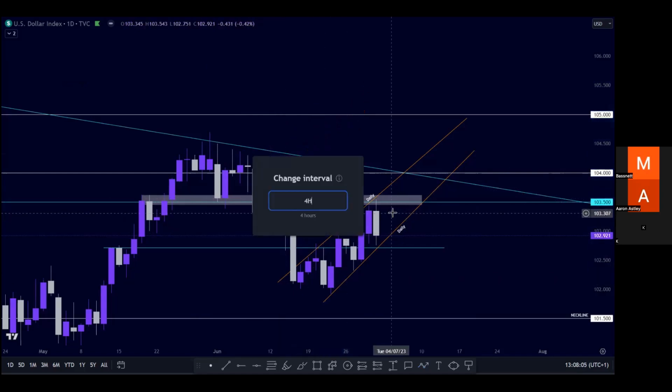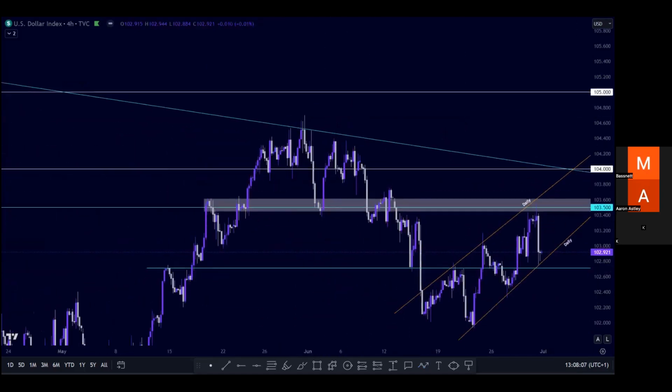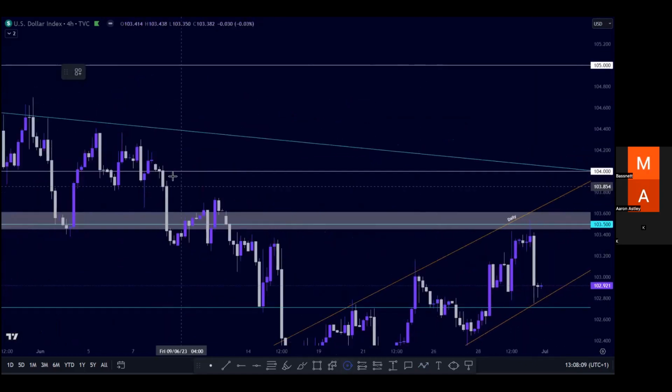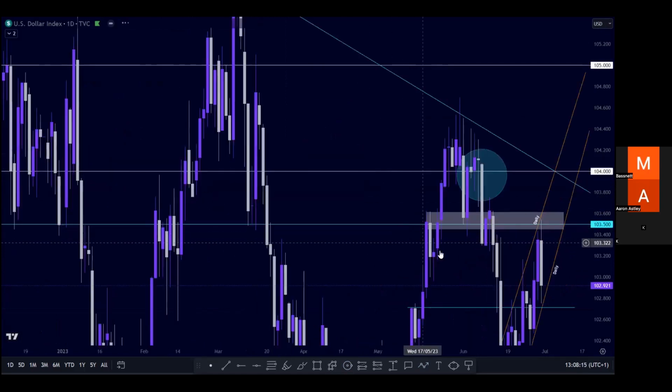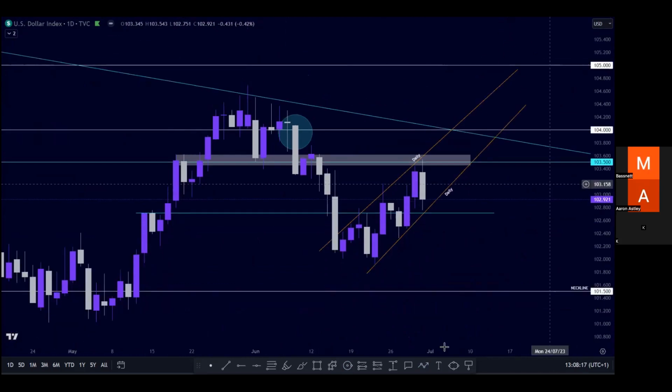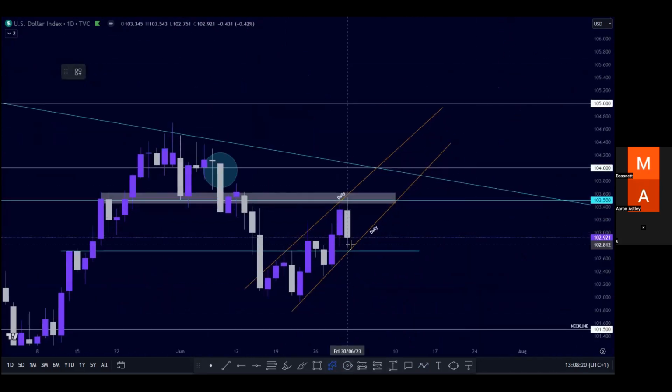So we could potentially, if we go down to the lower time frames, if we look on the 4 hour, this area mentioned, we didn't get a retest of that area, 104. So just looking off where price is now, we could see price trade up into this area, into 104, before grabbing liquidity and then start to make its way down.